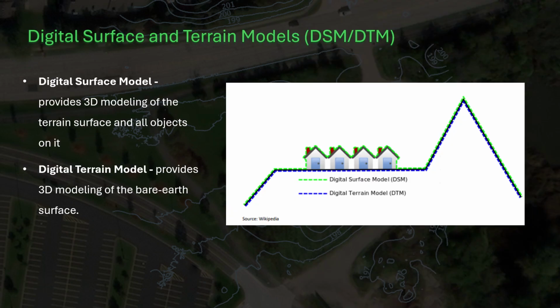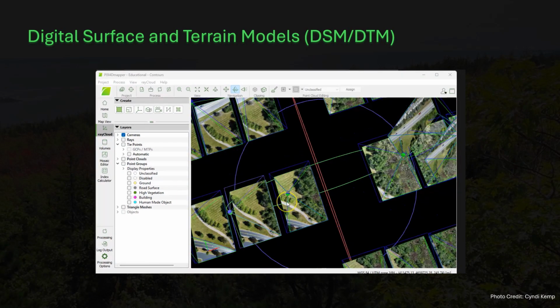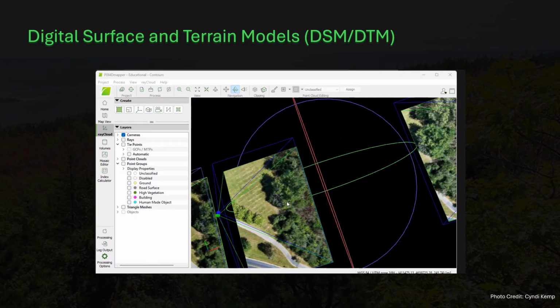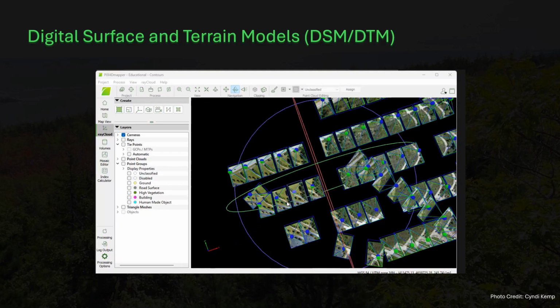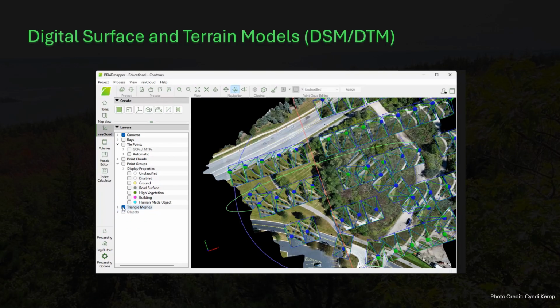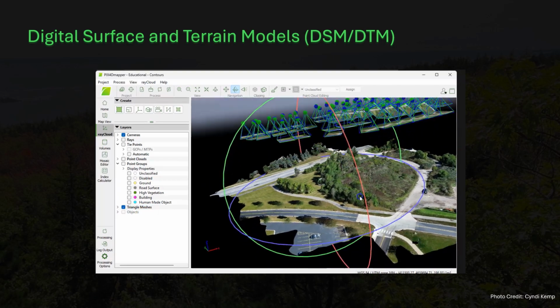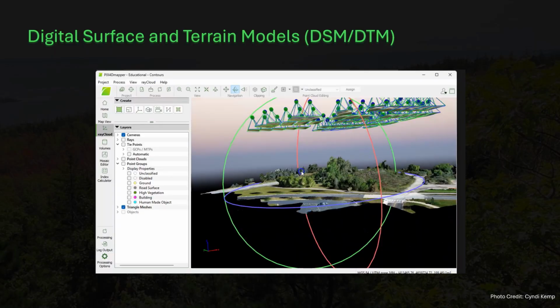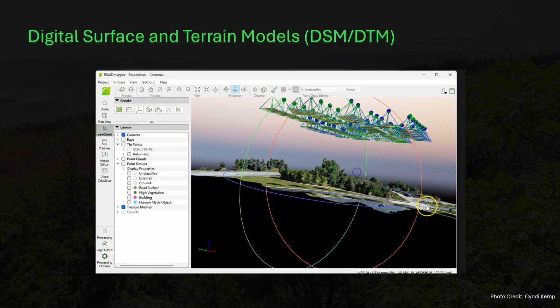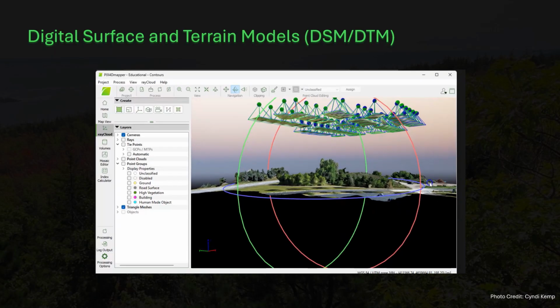A digital surface model provides 3D modeling of the terrain surface and all objects on it. A digital terrain model provides 3D modeling of the bare Earth surface. Digital surface and terrain models are generated from a process called structure from motion. Without going into too much detail, it uses a moving camera and two-dimensional photos. This would include photos taken from a drone as it's moving across the sky. It takes these photos and creates 3D models of an area. This video shows the two-dimensional images that were taken and the 3D model that is generated as a result.